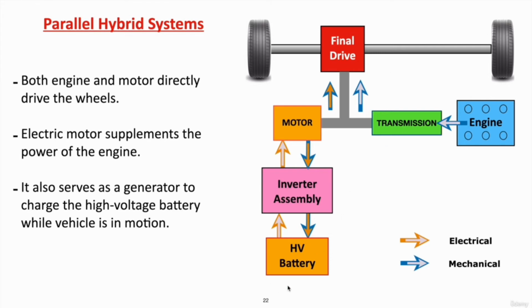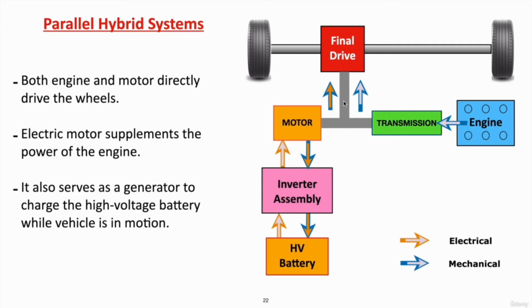Next we have our HV battery which will supply the electrical current to the inverter, then to the motor, and this motor will help to drive the wheels. Or you can see, the combination of the mechanical power and electrical power will help us to drive the wheels. Next, during regenerative braking, the motor will help in recharging the battery.